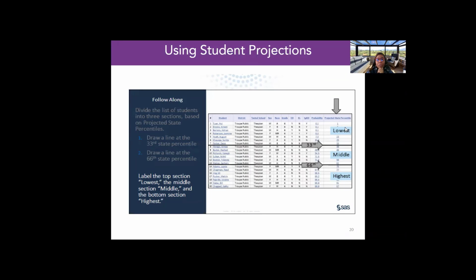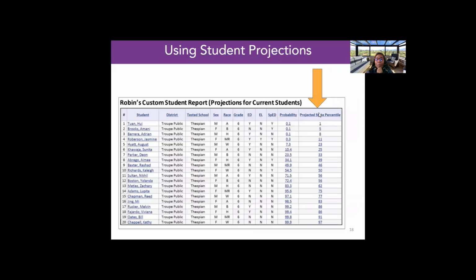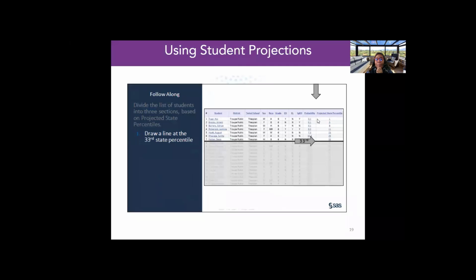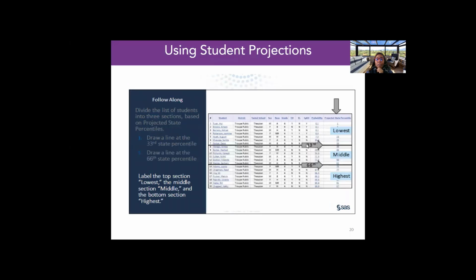And then label those different sections: lowest for the top, middle, obviously, for the middle, and the bottom group that falls between the 67th and the 99th percentile, highest. So we take our percentile, we sort it from lowest to highest. We export it if we want to, because we can't draw in Navigator Portal. We export it, and then we highlight or draw our lines: 0 to 33, 34 to 66, and then 67 to 99 will already be left. And we want to label those lowest, middle, and highest.